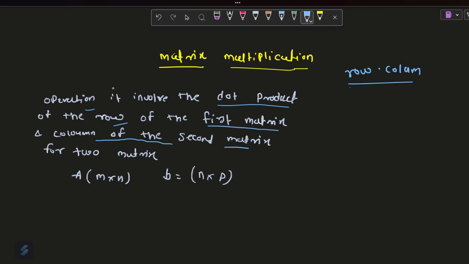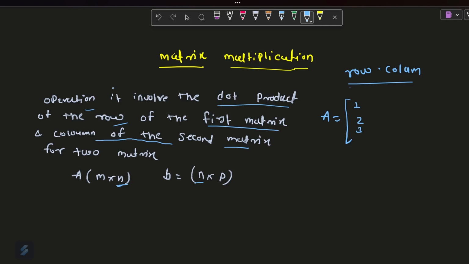For that, we have a matrix A that is M by N, and the columns of the first and the rows of the second matrix must be the same. Then we can perform the matrix multiplication.